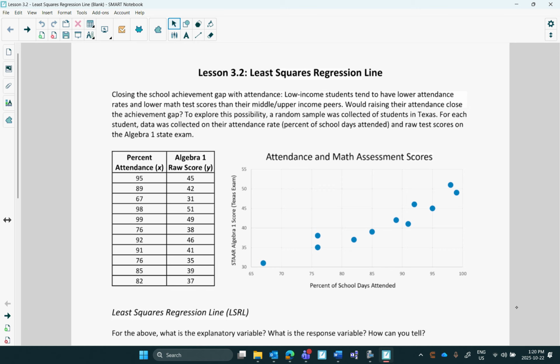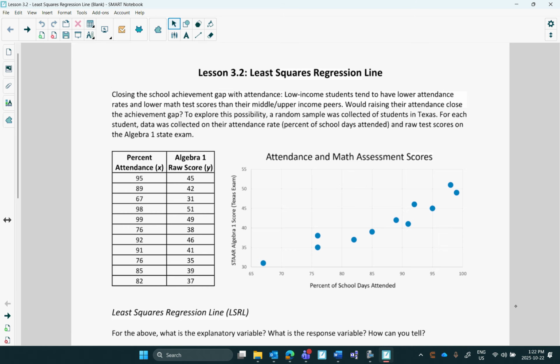So here we see the actual data in a table, and then we see a visual representation of the data in terms of a scatter plot. Given what we talked about yesterday, how would you describe this relationship? Linear, positive, strong, no outliers. Good. Okay.